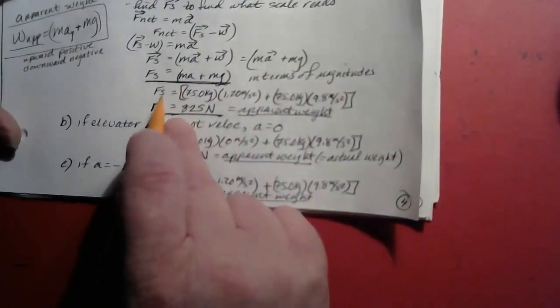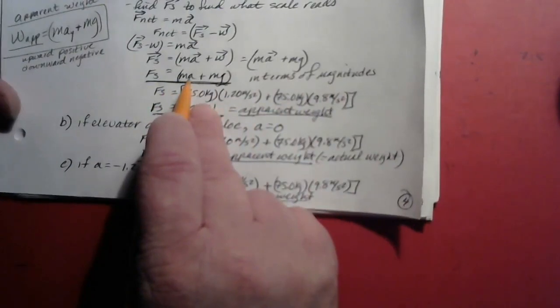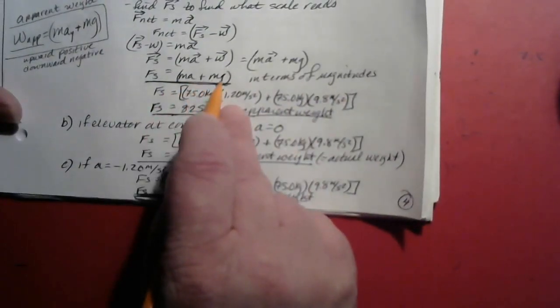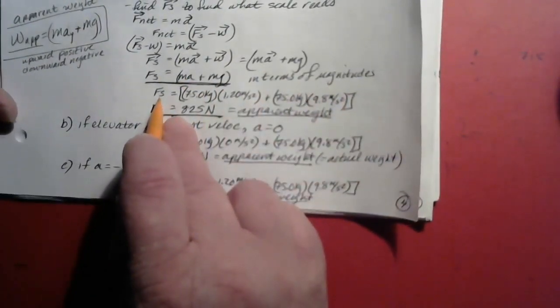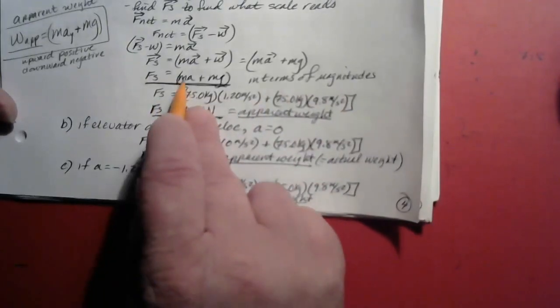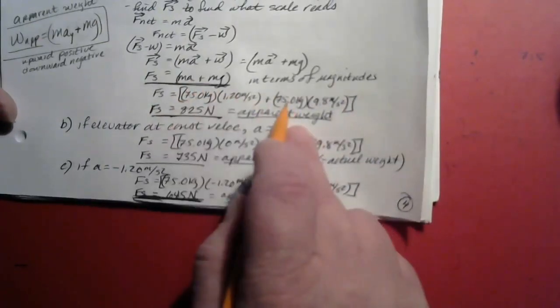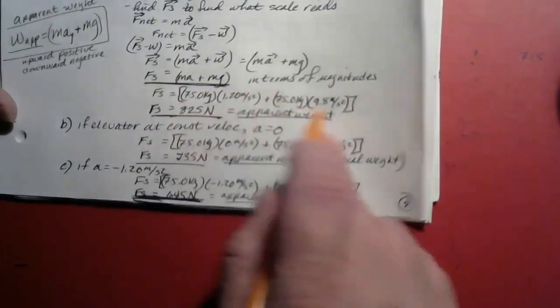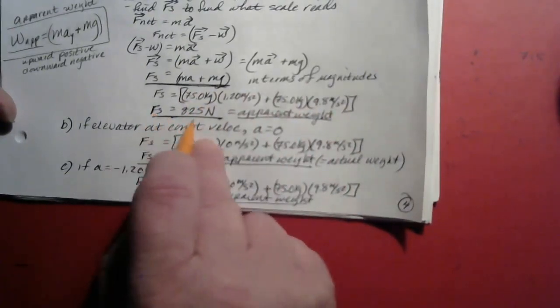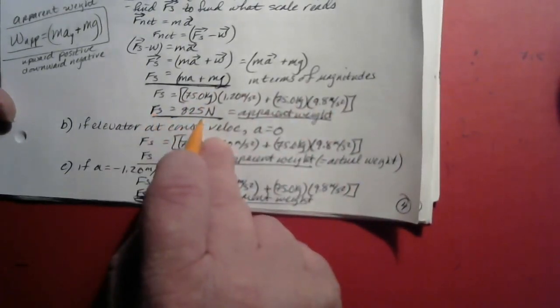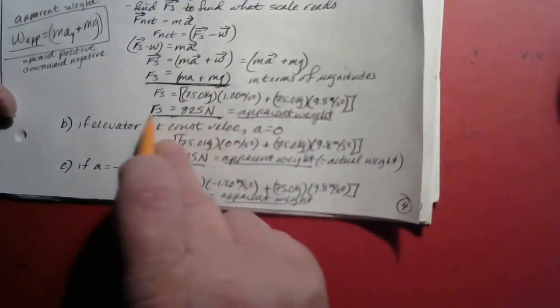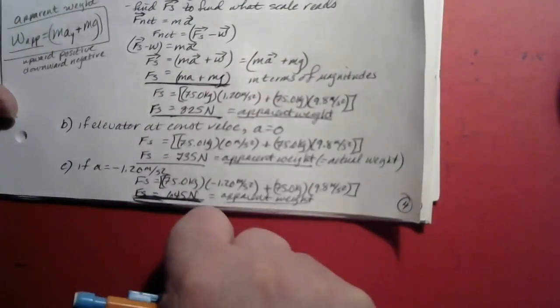So Fs is mass times acceleration of the elevator plus mass times gravity. The mass is the person's mass. And so in part A, Fs is going to be 75 kilograms times 1.20 meters per second squared plus 75 kilograms times 9.8 meters per second squared. When you work that all out, Fs is 825 newtons. That is the person's apparent weight under acceleration upward at a rate of 1.2 meters per second squared.